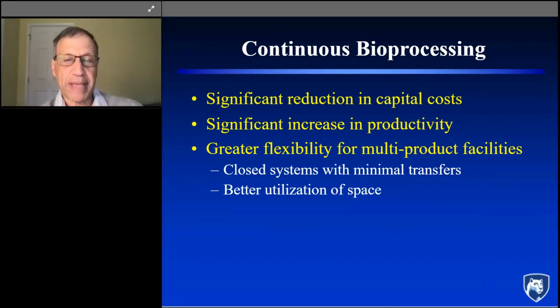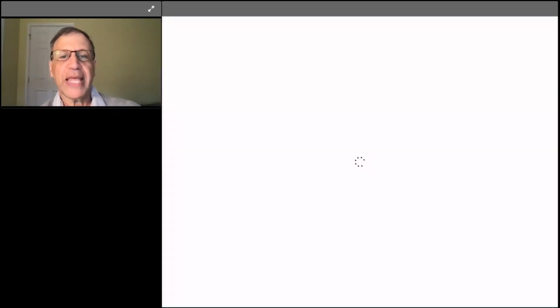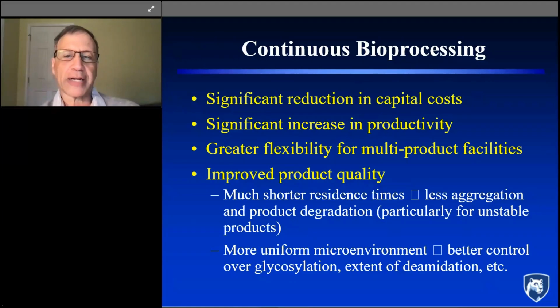There can be greater flexibility for continuous processing systems, allowing them to be used in multi-product systems where we can have closed systems with minimal transfers and better utilization of the manufacturing suite. And there's even the potential for improved product quality. Typically, products that are produced in a continuous system will have much shorter residence times within the process, which leads to less aggregation and less product degradation. And there's a more uniform microenvironment, which leads to better control over things like glycosylation patterns and extent of deamidation.